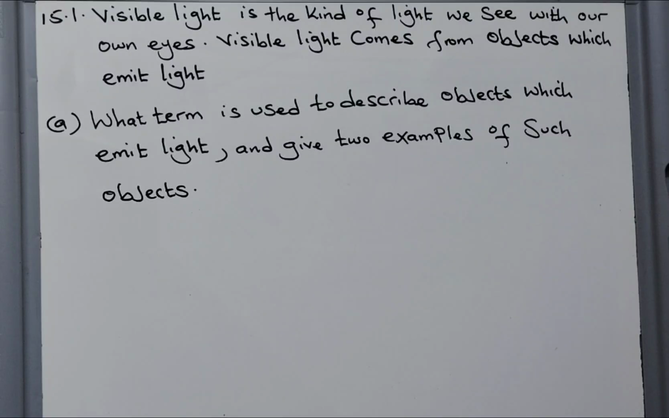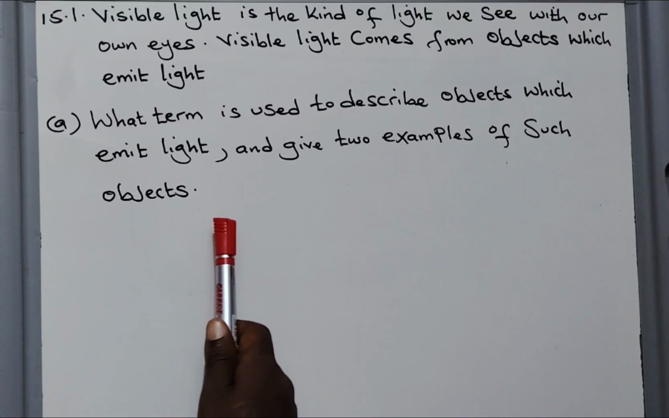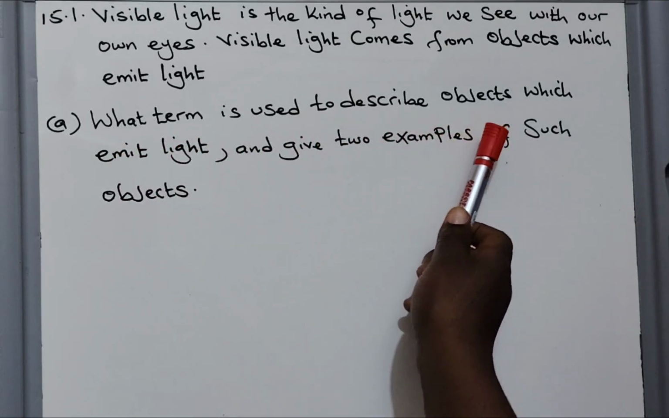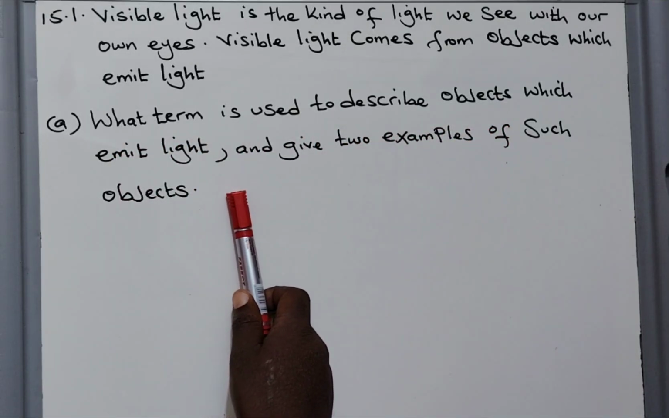Visible light is the light we see with our own eyes. There are some radiations we can't see, but the light which we can see with our own eyes is called visible light. Now, it comes from objects which give out light. But what term is given to such objects? What term is used to describe objects which emit light?